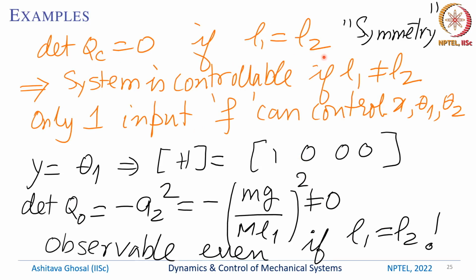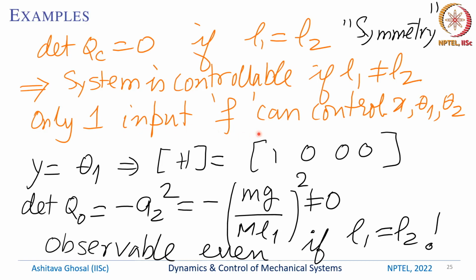So this is what I mean by saying that there is too much symmetry. We have a mass which is translating, and there are these two pendulums with equal masses, but the lengths are also equal. So it is in some sense very special and very symmetrical. So this system is not controllable if L1 is equal to L2, and is controllable if L1 is not equal to L2. Then you could see that the determinant of QC is not equal to 0. So in that sense it is quite interesting.